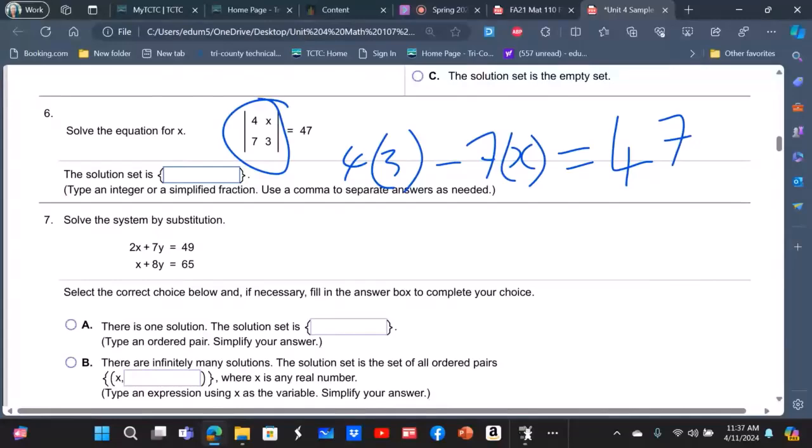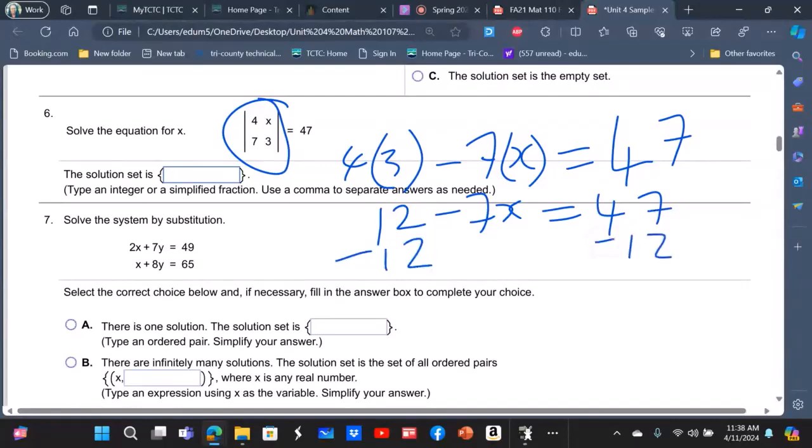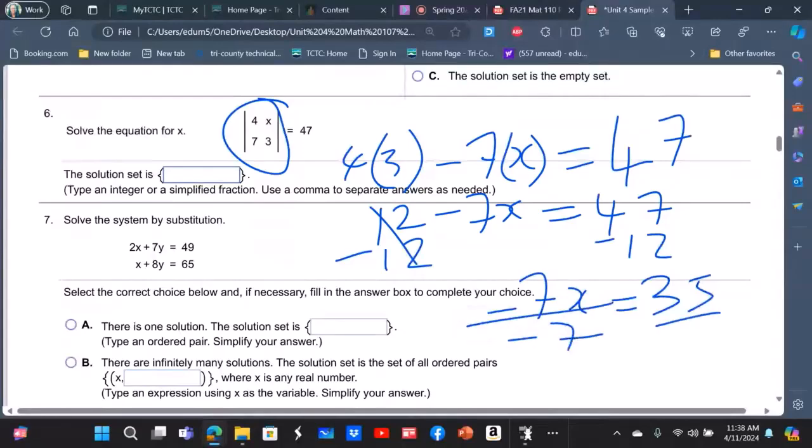So, okay, let's simplify and solve for x. So this is 12 minus 7x. Actually, this is ordinary algebra. So subtract 12 from both sides, and then you have negative 7x is equal to 35. Divide both sides by negative 7. You have x is equal to negative 5. You can actually check this answer, but you don't have all the time to check it.